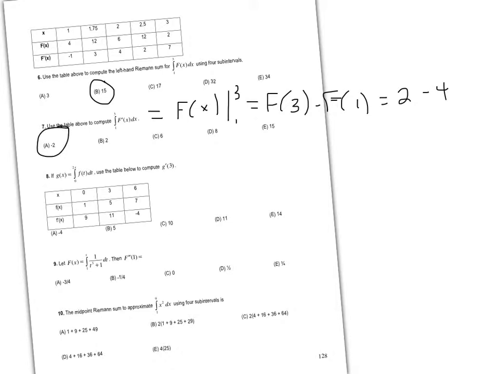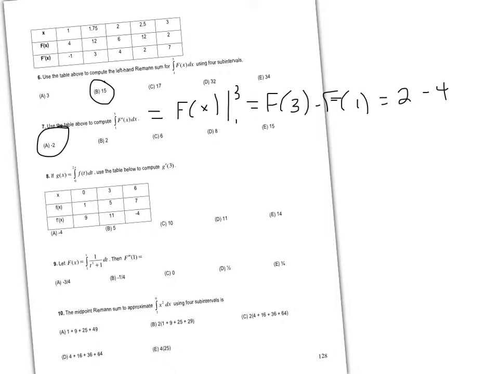So number 7 says, use the table above to compute the integral of f prime of x from 1 to 3. So we're going to integrate, and we're going to get capital F of x, and we're going to go from 1 to 3. That's just going to be F of 3 minus F of 1, and these are all capital F's. F of 3 is 2, and F of 1 is 4. So 2 minus 4, so you should get negative 2. So A should be that answer.